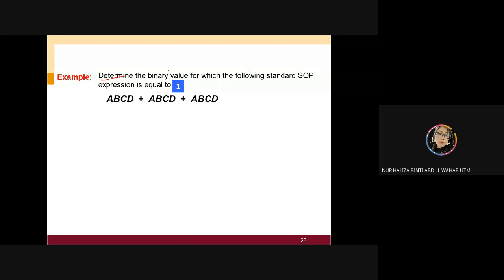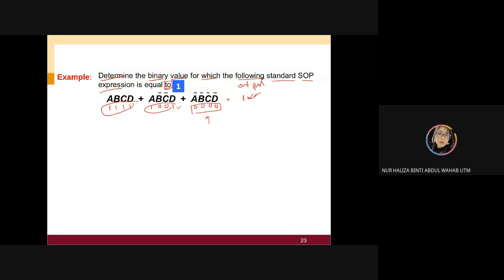So determine the binary value for which of the following standard SOP expression is equal to 1. So from here you have 1, 1, 1, 1, 1, 0, 0, 1, 0, 0, 0, 0. If at this input, you're going to get 1 for your output. If at this input, you get 1 for your output. If at this input, you're going to get 1 for your output. This one is input, this is output.